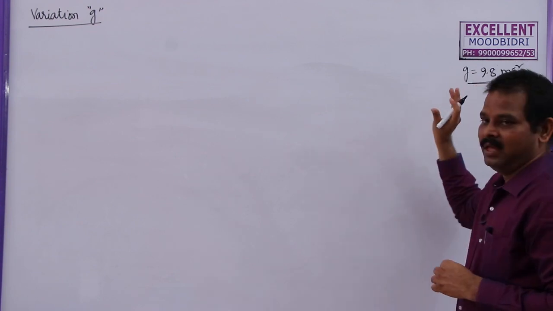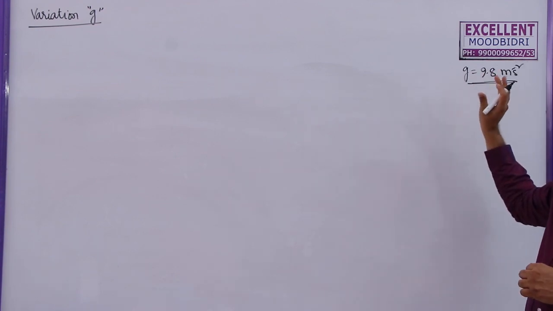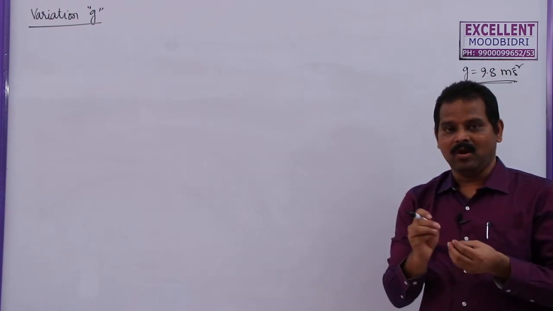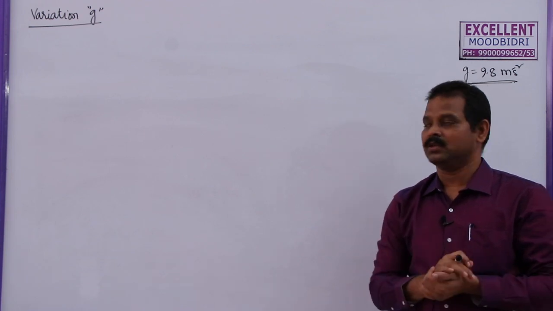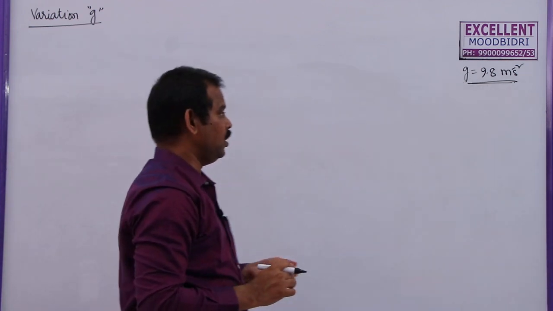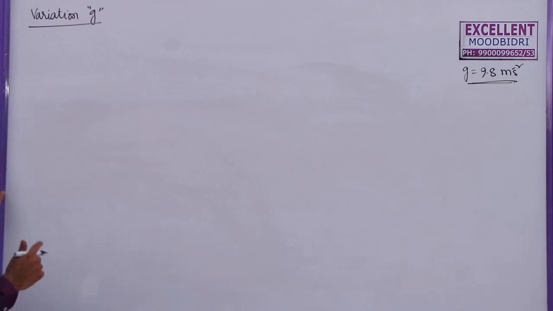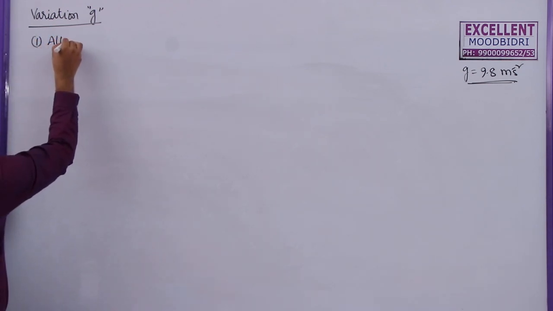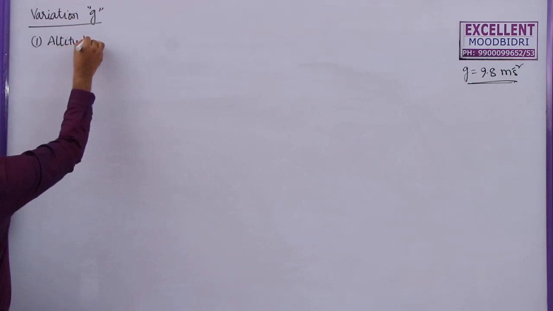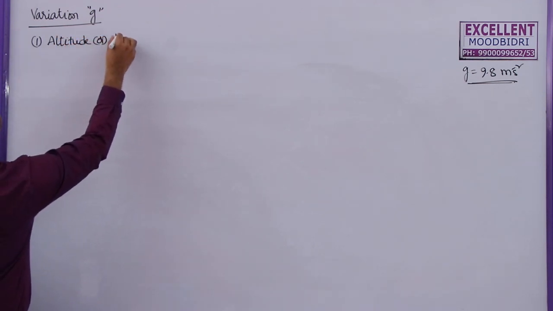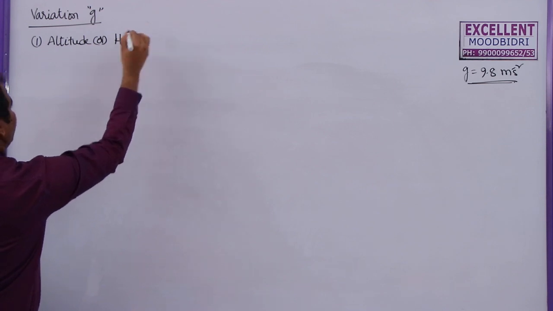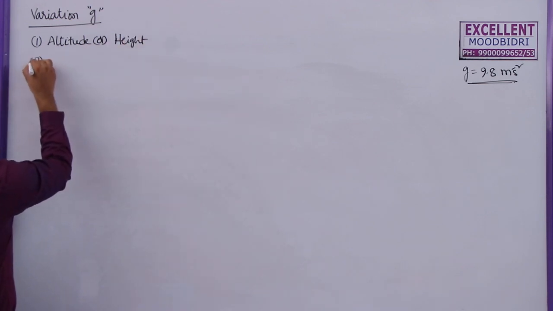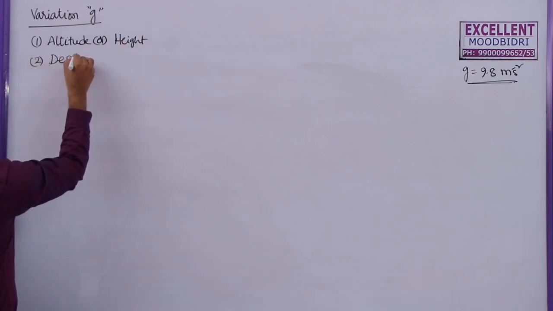This is the average value of small g on the surface of earth. That means the value of small g changes from place to place. Here, how does this small g change, on what factors does small g change? The first one is altitude or height above the earth. Number 2, depth under the earth.